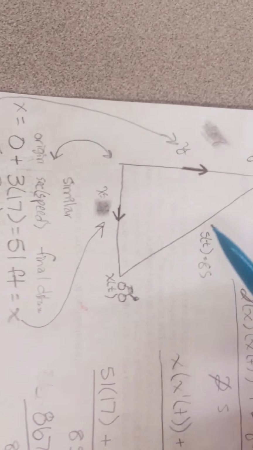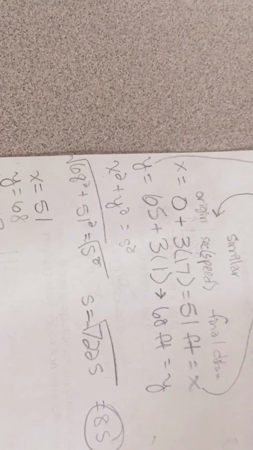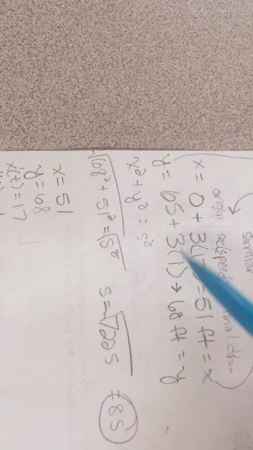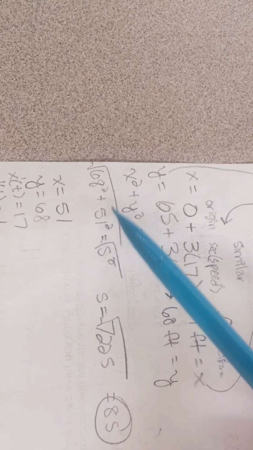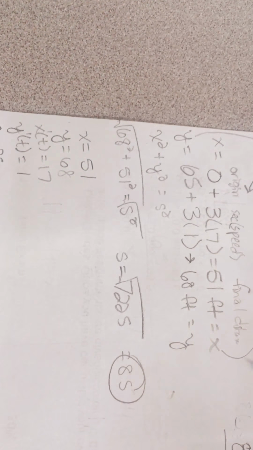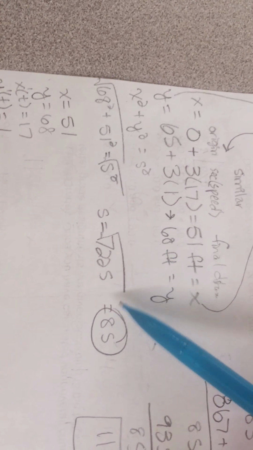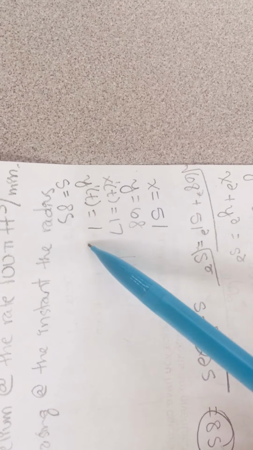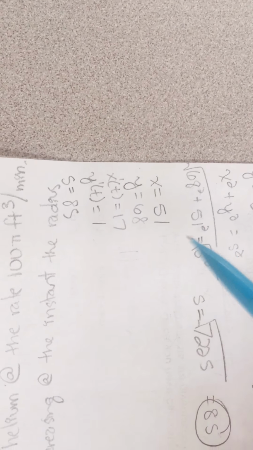And to find s at that point, we do x squared plus y squared equals s squared. So we use these 2 points. 51 squared plus 68 squared is 7,225, and the square root of that equals 85. So now we have that s equals 85, dy/dt equals 1, dx/dt equals 17, y equals 68, and x equals 51.